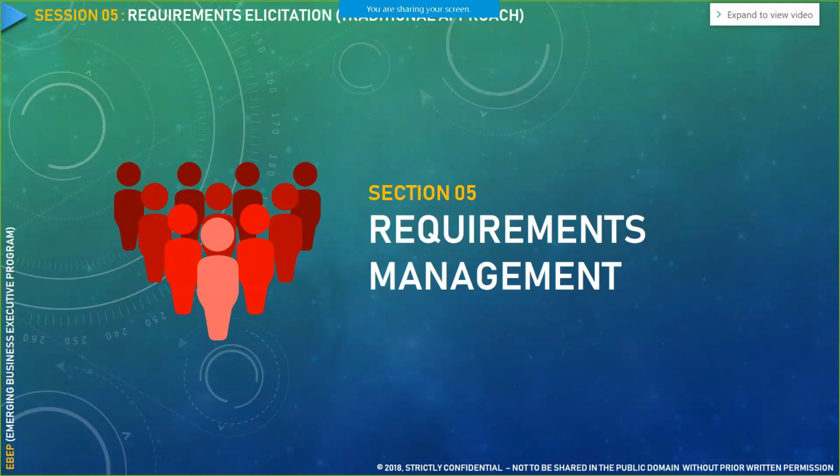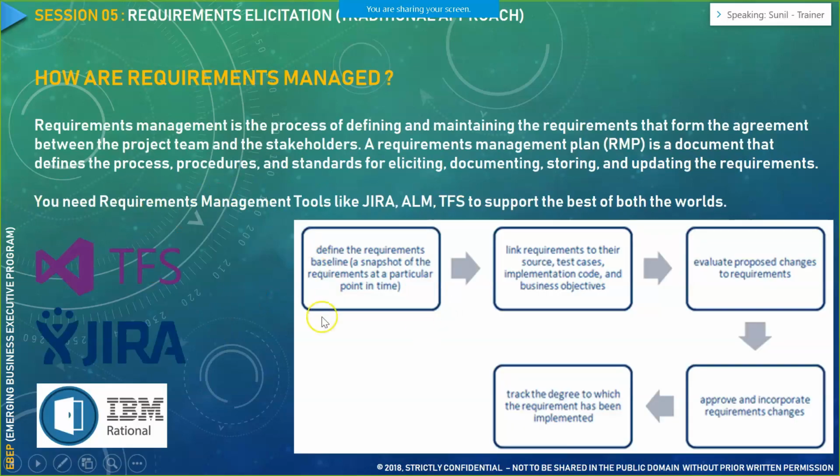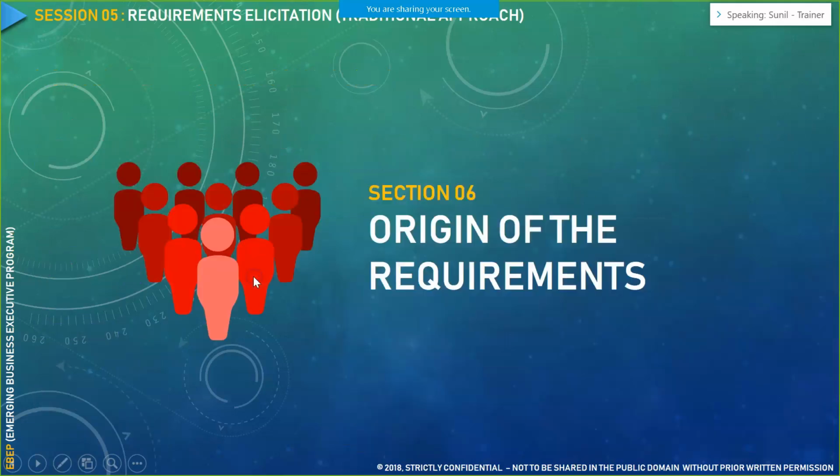Then comes your requirement management part. So you would essentially be managing the requirement with any of these tools. These are just indicative tools; there are many other tools. We have TFS, Jira, IBM Rational to manage our requirements. So we define the requirement, baseline that particular requirement, then we link the requirements to each other. We evaluate the proposed changes to requirements, we approve and incorporate requirement changes, and then we track the priority or degree of that particular requirement. We have a dedicated session on requirements management, so this is just a high level view of requirement management.